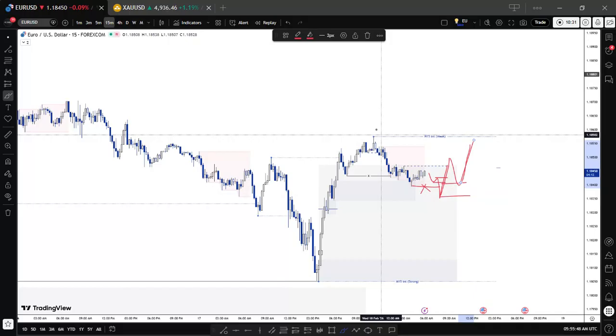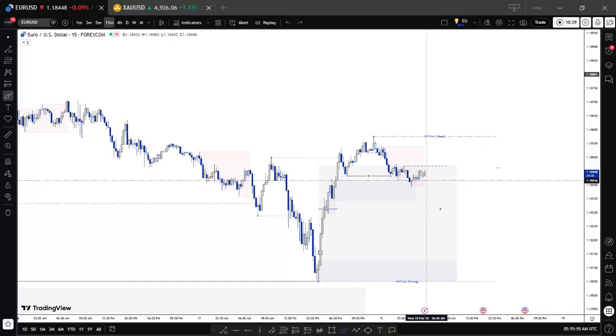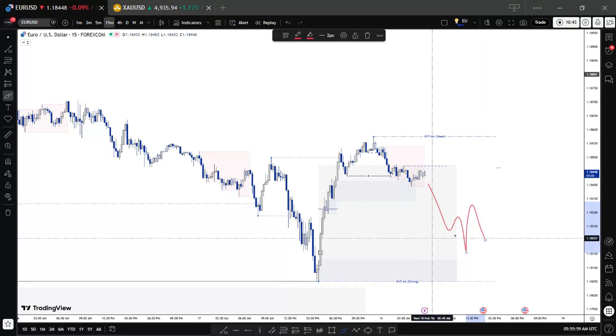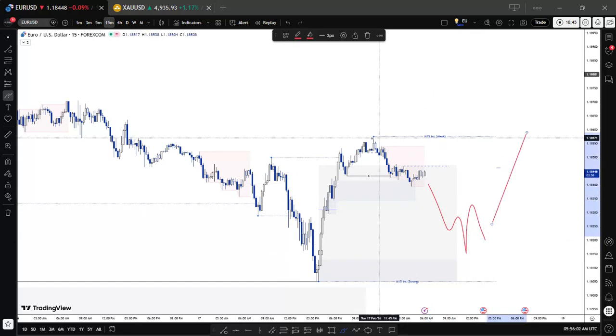Or we can also wait for that deep internal pullback, and then we wait for order flow shifts. Then we look for longs targeting the buy side liquidity, the internal high.